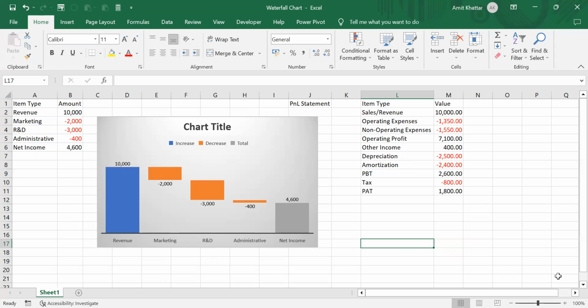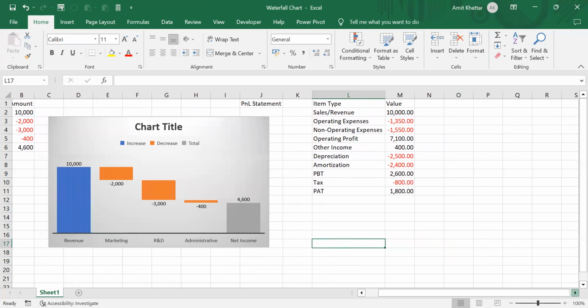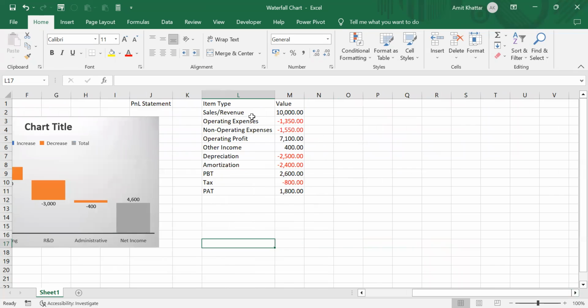In the same way, if I have to depict a P&L statement using a waterfall chart, I have this data in front of me of a certain dummy company where sales are there, expenses, then I derive the operating profit, then add the other income, deduct depreciation and amortization, and I'm getting profit before tax. If I account for the tax, I'm getting profit after tax. A better way of looking at it would be through a waterfall.